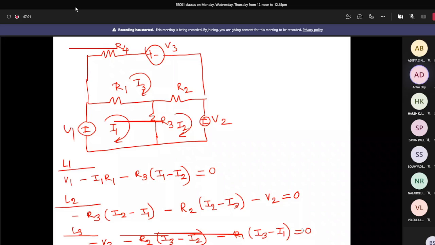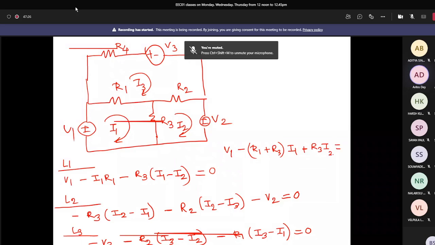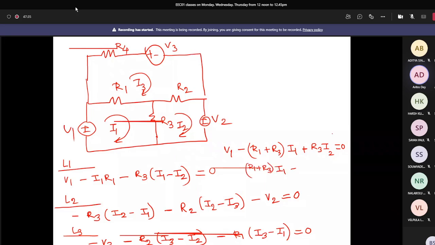So from here what we can write, if we just take the coefficient of I1 and I2 separately, then it is R1 plus R3 into I1 minus R3 I2, no, this is plus actually. R1 plus R3 into I1 plus R3 I2 equal to V1. We can write it in this way. Agree? So this is loop 1.